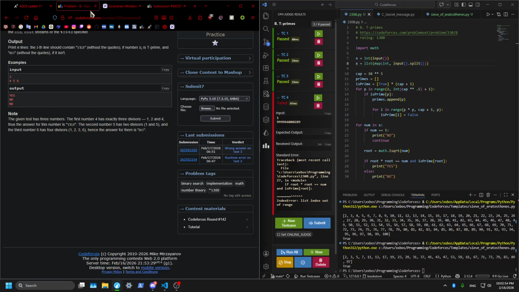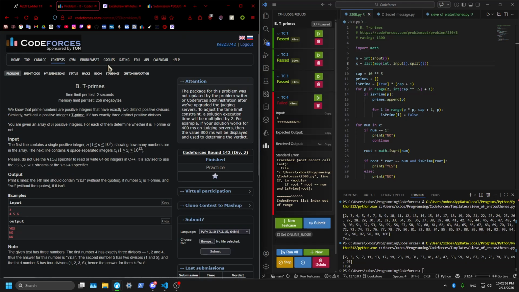Why? Index out of bounds. So that means my cap is... Oh! Wait, this is 5. This has to be 6. I guess I stole 5 from n. I was thinking the cap was n the whole time. It's just not. The cap is the square root of 10 to the 12, right?